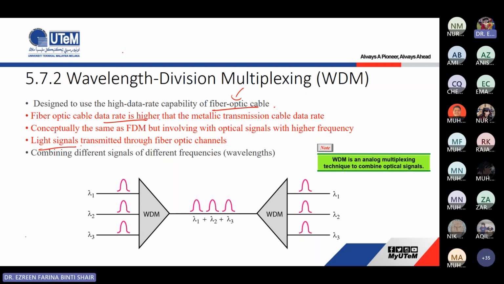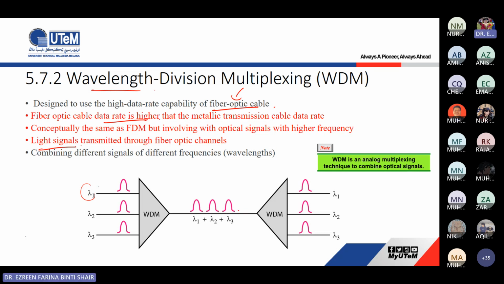Okay, so compared to FDM, now the parameter that we look into is the wavelength. So lambda 1, lambda 2, and lambda 3, this is the symbol for wavelength. Okay, for example, you have three signals, you want to multiplex them together. So we look into the wavelength. So the output of the multiplexer will become lambda 1 plus lambda 2 plus lambda 3.